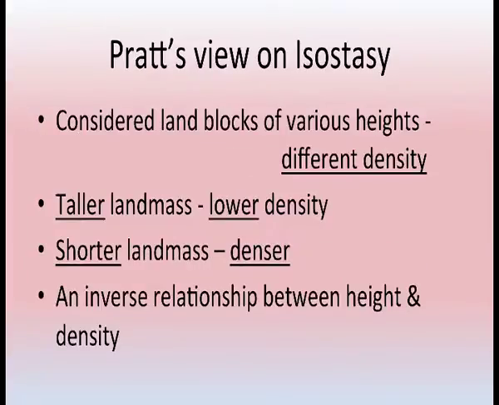On the other hand, Pratt was another geologist who explained isostasy, and according to Pratt, he considered land blocks of varying heights with different density. Airy had explained same density. Pratt explained about different density of various columns. So, taller land masses will have lower density while shorter land masses will have greater density. So, there will be an inverse relationship between height and density.